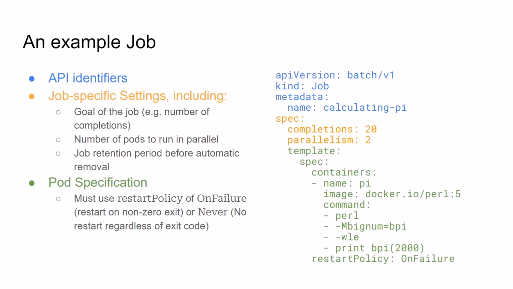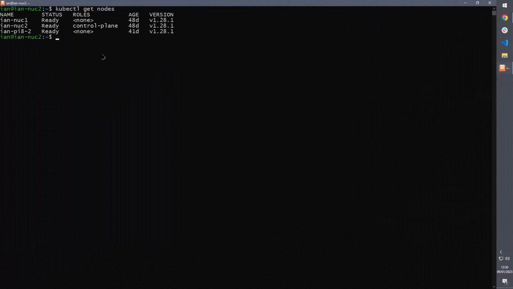There is one caveat to this pod spec, though, in that the restart policy must either be on failure or never. So you don't want the kubelet to try and recreate any containers that have exited, because that is the yardstick that the job uses to consider itself finished or still in progress. Let's go ahead and take a bit of a demo and see how we can use jobs.